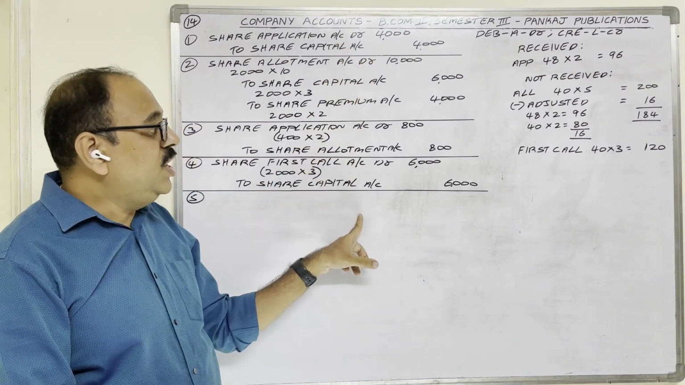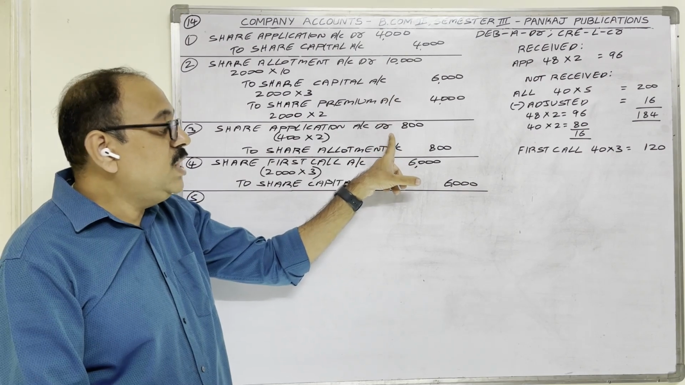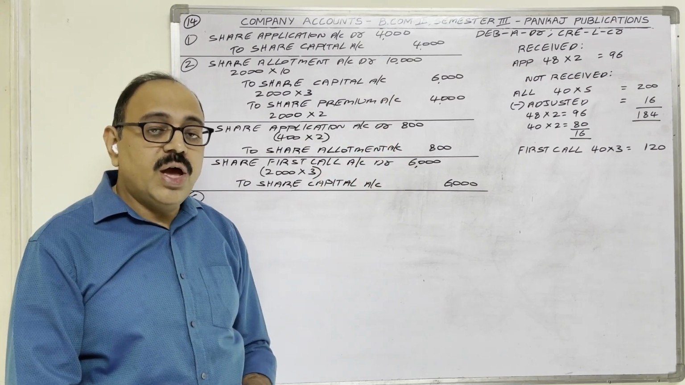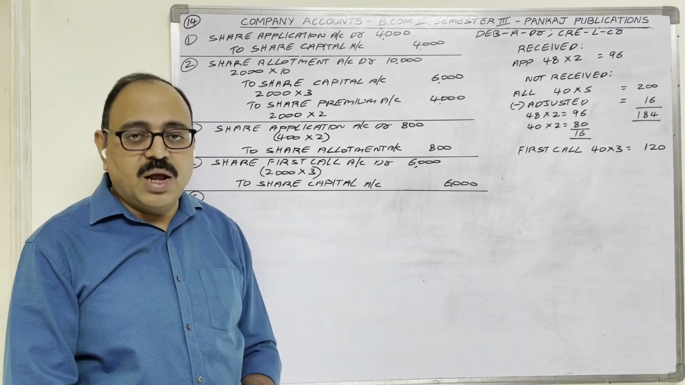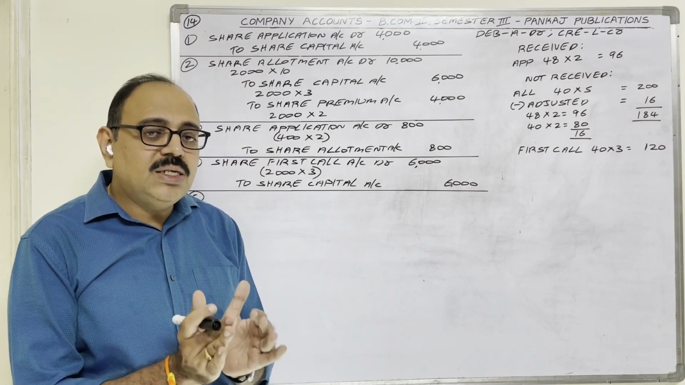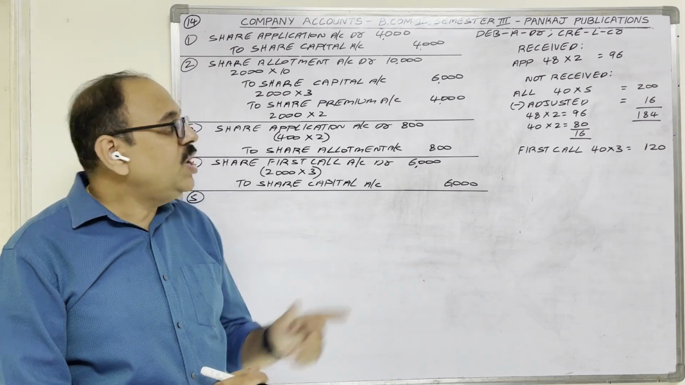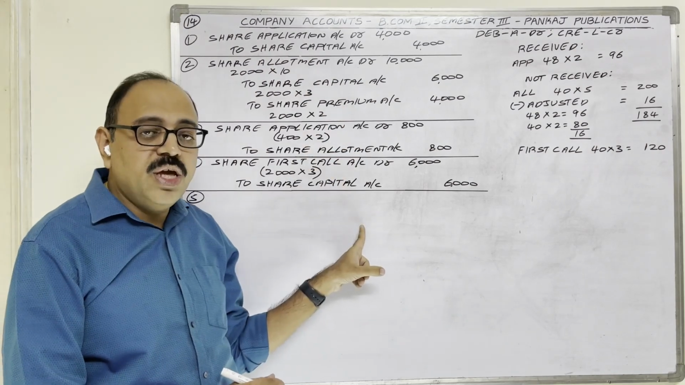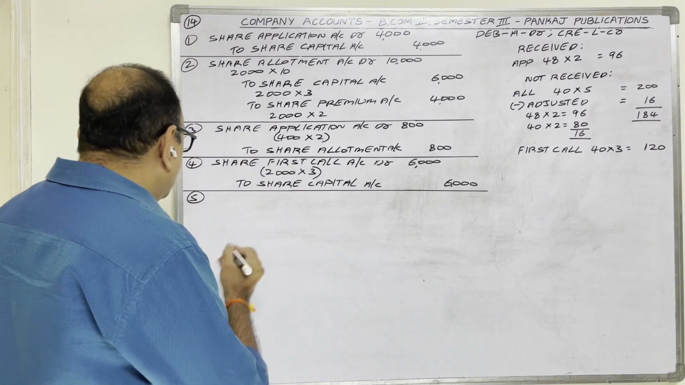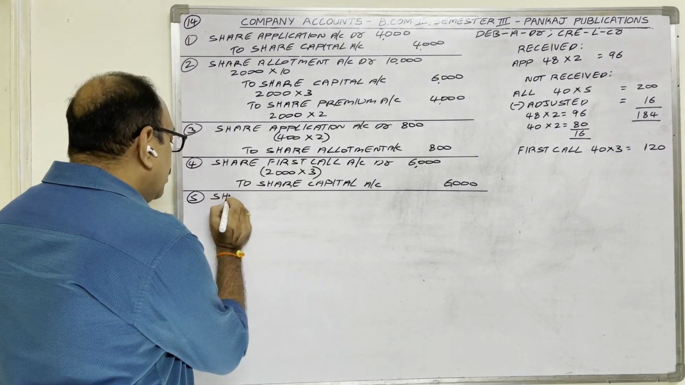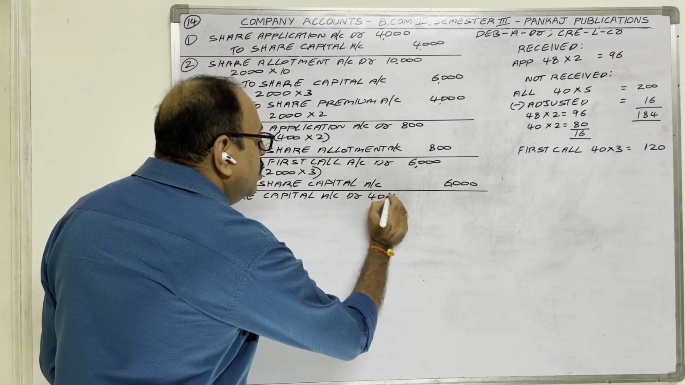In previous entries, when application money, allotment money, first call money is transferred to capital account, we have created share capital account. Now 40 shares are forfeited, Ramesh shares. So 40 shares related share capital amount we have to cancel now. By crediting we have transferred to share capital account. If you want to cancel, you have to debit share capital account. So share capital account debtor. Ramesh shares, 40 shares we are forfeiting.